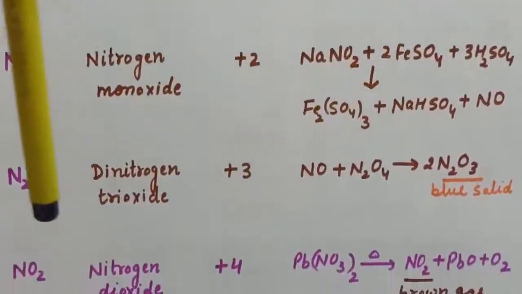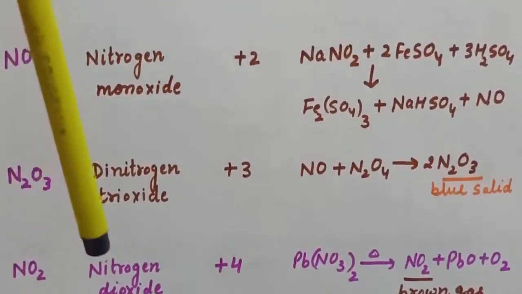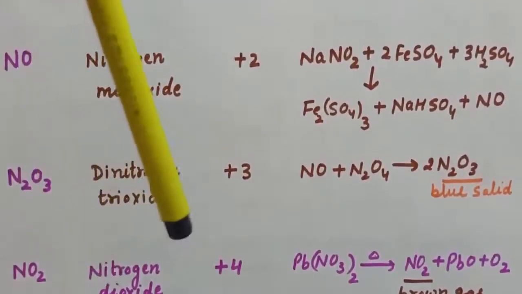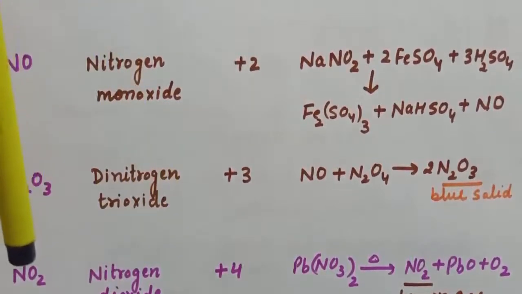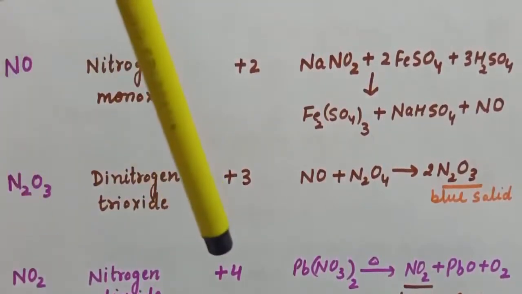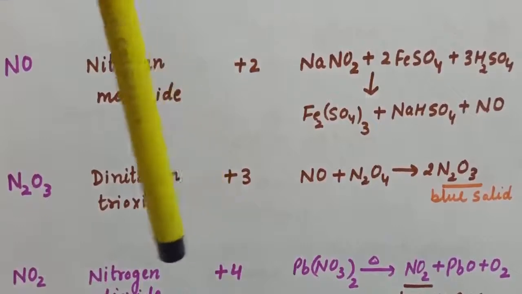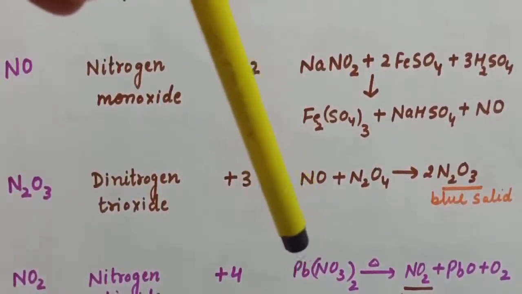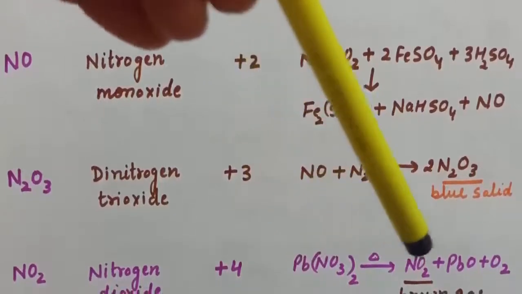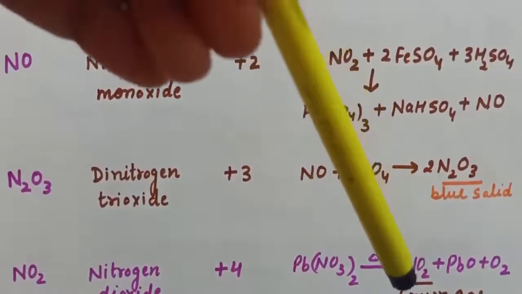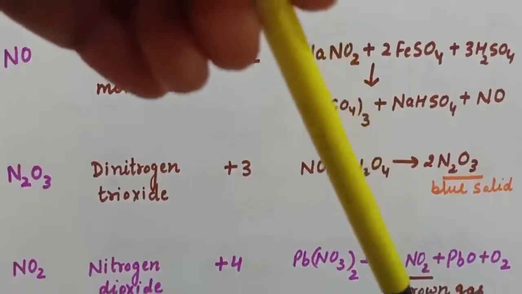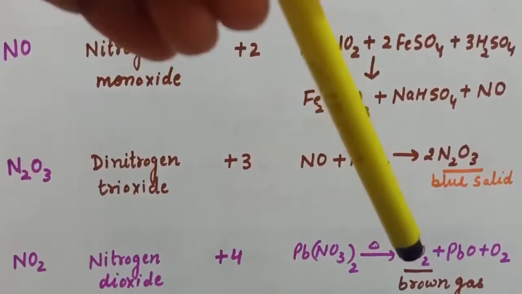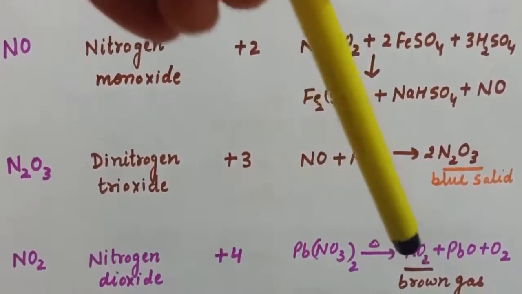Next oxide of nitrogen is NO2 and the name is nitrogen dioxide. The oxidation number of nitrogen in NO2 is +4 and this is prepared by heating of lead nitrate. When we heat lead nitrate, NO2 gas will release and the color of this NO2 is brown. And this is also acidic oxide of nitrogen.